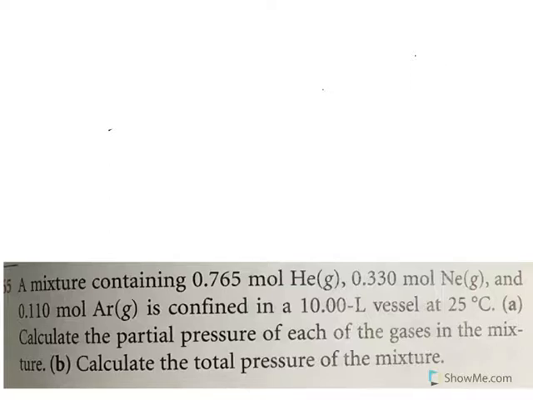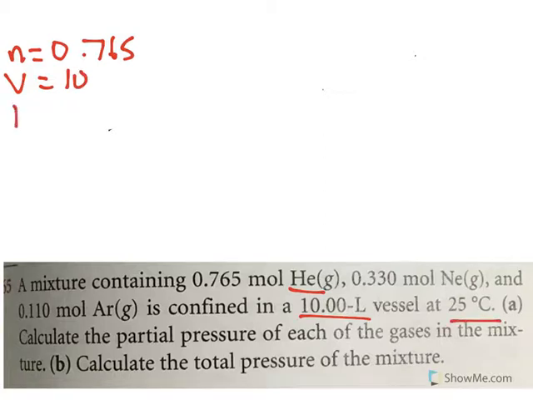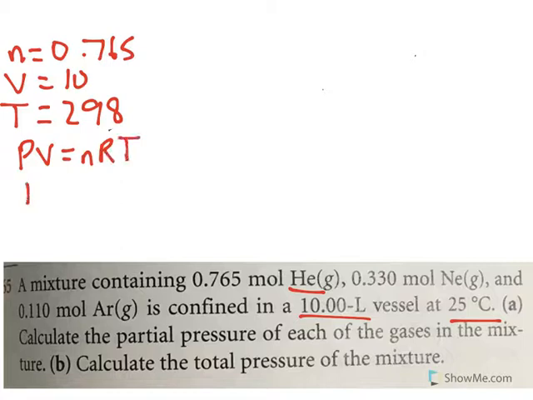So for each of these, we'll do helium in red. We're given how many moles of helium we have, which is n, 0.765. We know the volume is a 10-liter vessel, and it's at 25 degrees Celsius. That's 298 Kelvin. And we're needing to find the pressure. So PV equals nRT, solving for pressure. Pressure equals nRT divided by the volume.